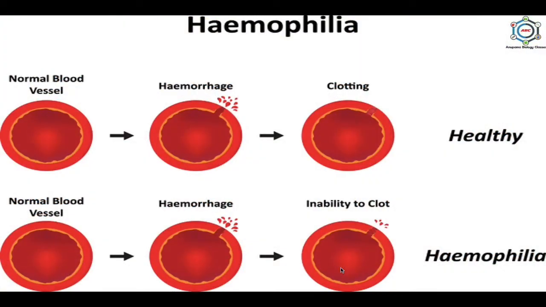In this picture, you can see that in a normal healthy person, clotting occurs after hemorrhage. But in the case of hemophilia, after hemorrhage there is an inability to clot, and it happens because of the clotting factor gene present on the X chromosome. So you can see the difference in both cases, that is, a healthy person and a hemophilic person.